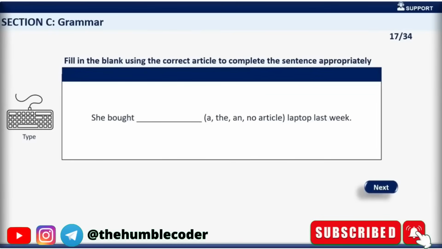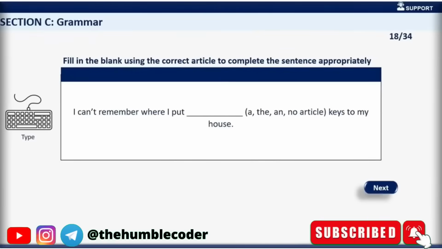Let's move on to the next question. So now the pattern of questions is a bit changed. Fill in the blanks using the correct article to complete the sentence properly. So we will be given some articles. We have to select the most appropriate one that can come in this blank. The question is, she bought dash laptop last week. The correct answer is, she bought a laptop. Next question is, I can't remember where I put dash keys to my house. The correct answer in this case is going to be, I can't remember where I put the keys.